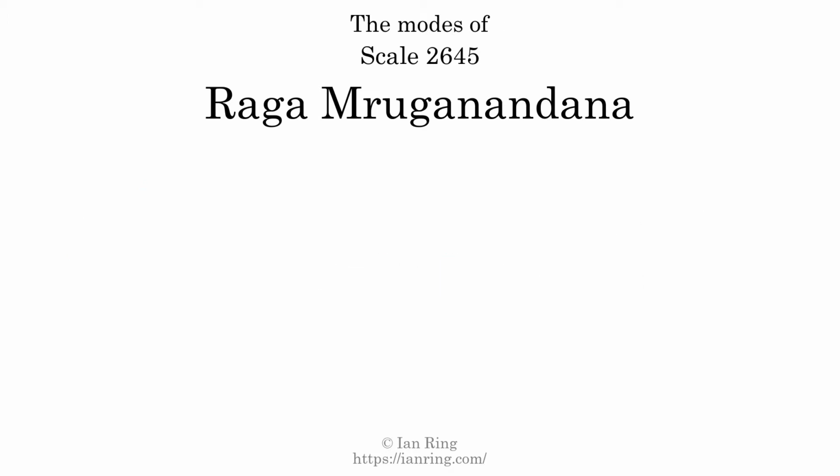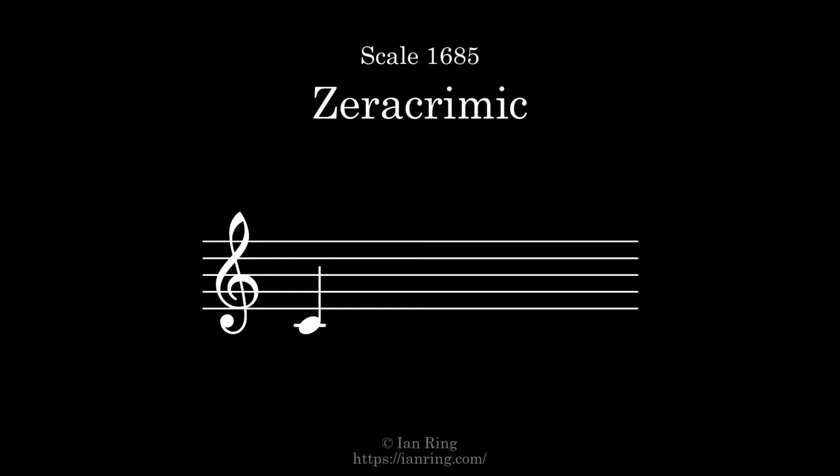This scale has 6 modes. The first mode is itself. The second mode is scale 1685, also known as xerochromic. It sounds like this.